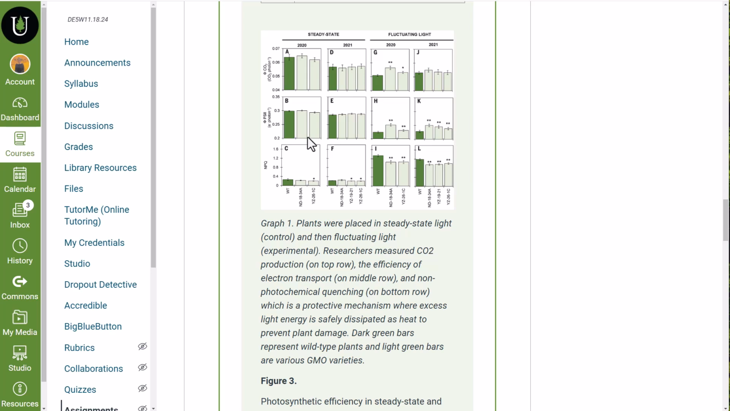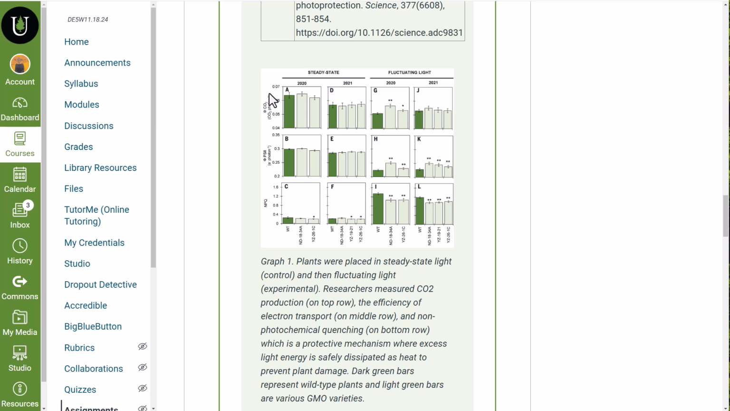The dark green bars here are the wild type plants. The GMO are the lighter ones. And you just have 2 different types of GMOs, inserting, say, different genes into the plant. The first one here is looking at CO2 assimilation. How quickly can it make sugars using CO2? This is looking at the efficiency of the photosystems. So remember, in our light reactions, we take photons of light and we create ATP. We're generating chemical energy from light energy. This is looking at the efficiency of that.